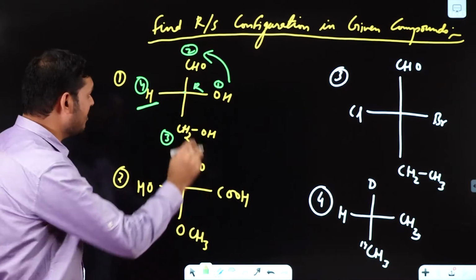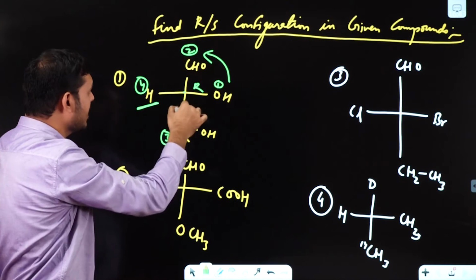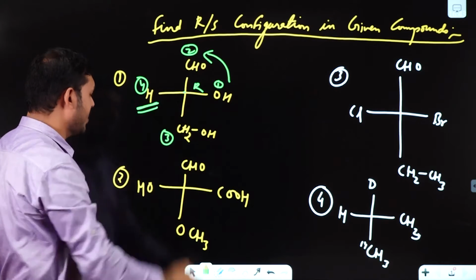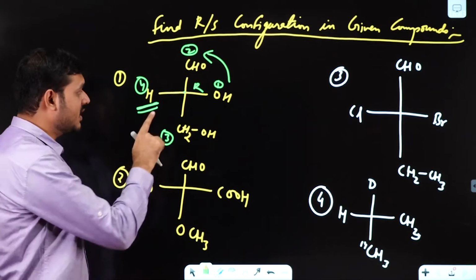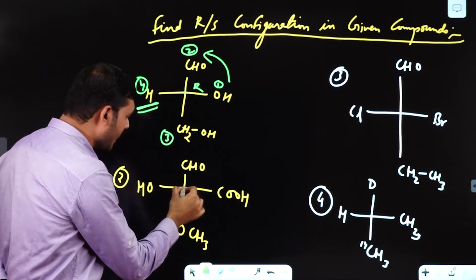Clear? Why I made R in spite of anti-clockwise? Because hydrogen, the lowest priority, is in horizontal. Clear? Keep this thing in mind. Most of the times you make this mistake only. Now see this one.